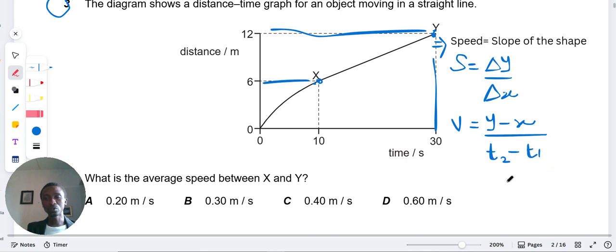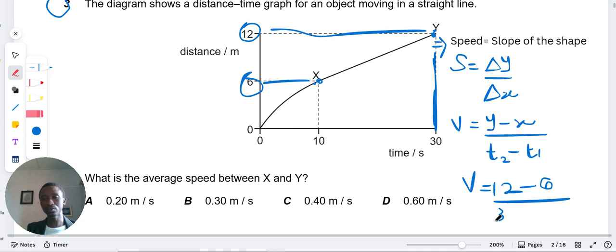So substituting those values into the formula, v is now equal to our y. Look at y. Y is 12 meters, so that will be 12 minus, look at x. Trace x, x is 6 meters. Then divided by the corresponding time. For y, we trace that downward, that is 30 seconds. Then you also trace x downward, that is 10 seconds.